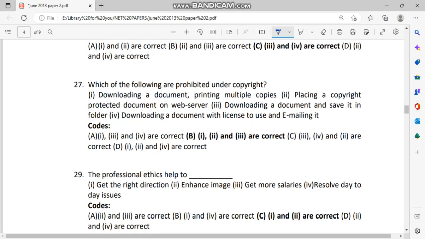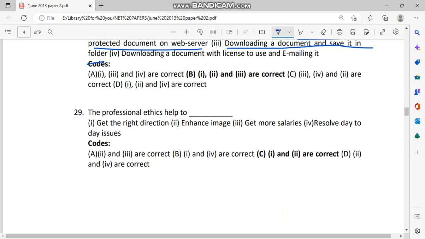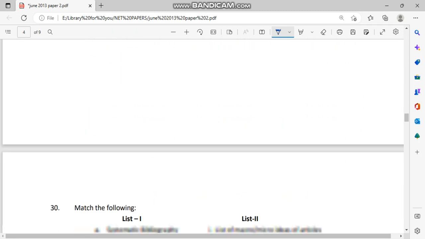Which of the following are prohibited under the copyright? That is downloading a document, printing out multiple copies, placing a copyright protected document on web server, and downloading a document and saving it in the folder. The professional ethics helps to get the right direction and enhance the image.